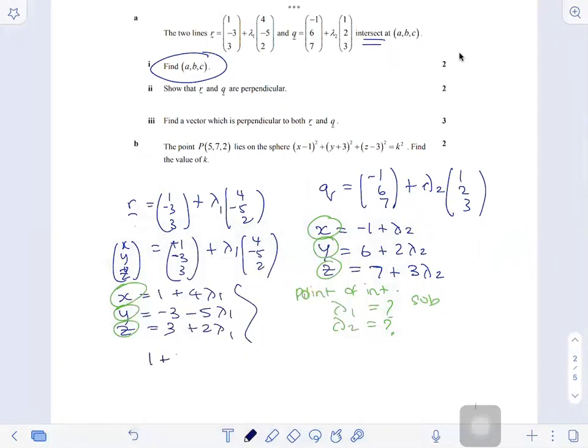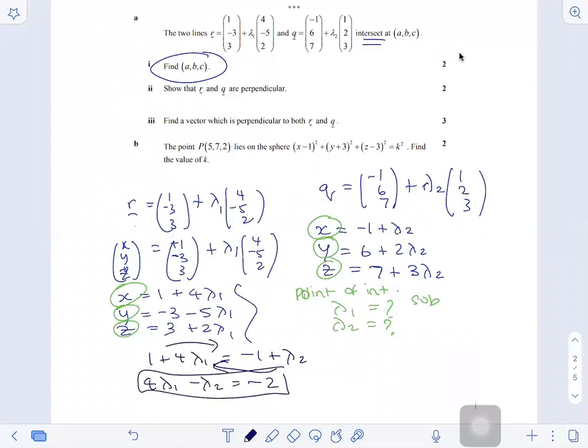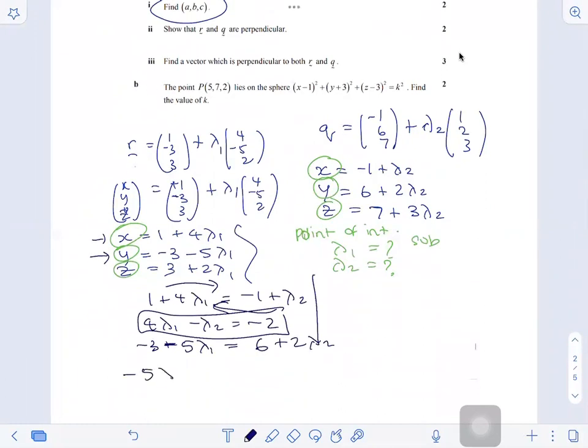So that means that 1 plus 4 lambda 1 has to equal -1 plus lambda 2. Putting it all together, you get 4 lambda 1 minus lambda 2, bringing the 1 over, equals -2. That's equation 1. Let's do the y's. -3 minus 5 lambda 1 equals 6 plus 2 lambda 2. So putting them together, -5 lambda 1 minus 2 lambda 2, adding the 3 to that side, equals 9. So that's your second equation.